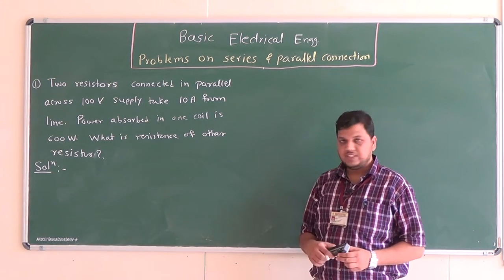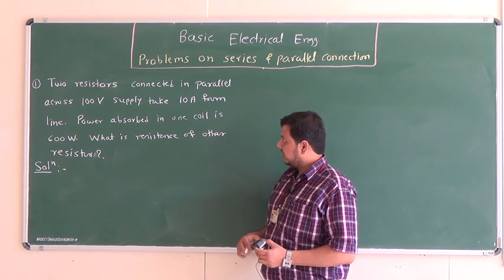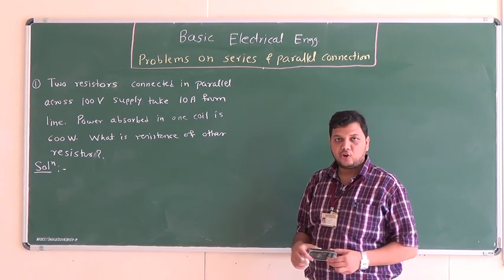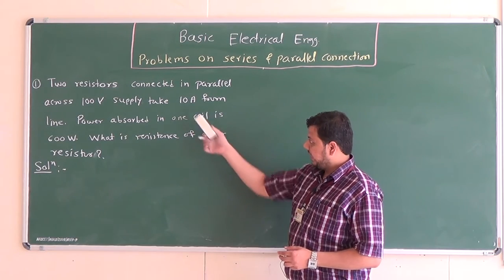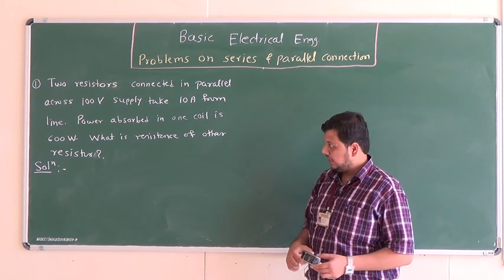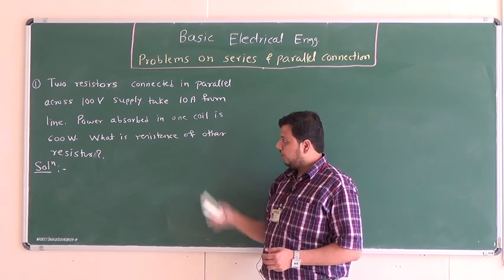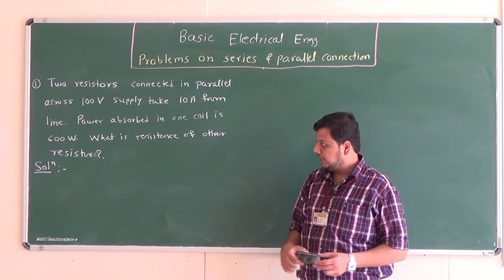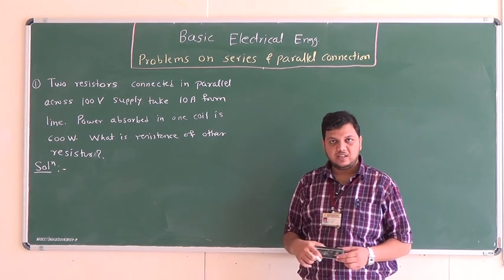This is the given statement. Two resistors connected in parallel across a 100 volt supply take 10 ampere from the line. Power absorbed in one coil is 600 watt. What is the resistance of the other resistor?